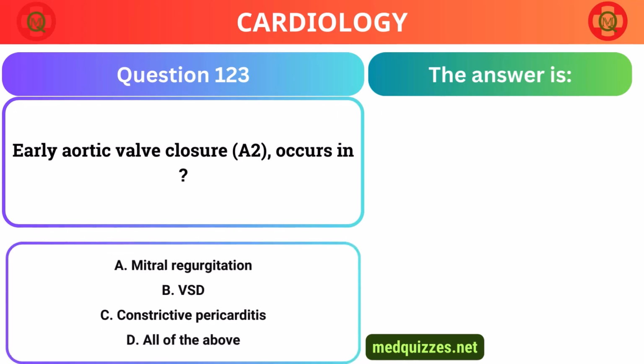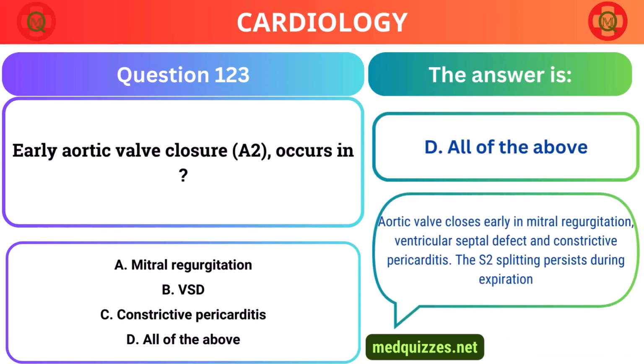The question 123, early aortic valve closure, A2, occurs in A. Mitral regurgitation, B. VSD, C. Constrictive pericarditis, D. All of the above. The correct answer is D. All of the above.